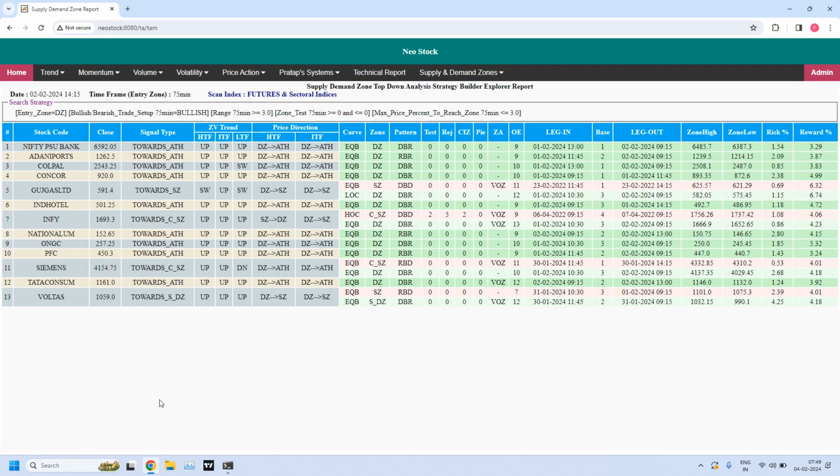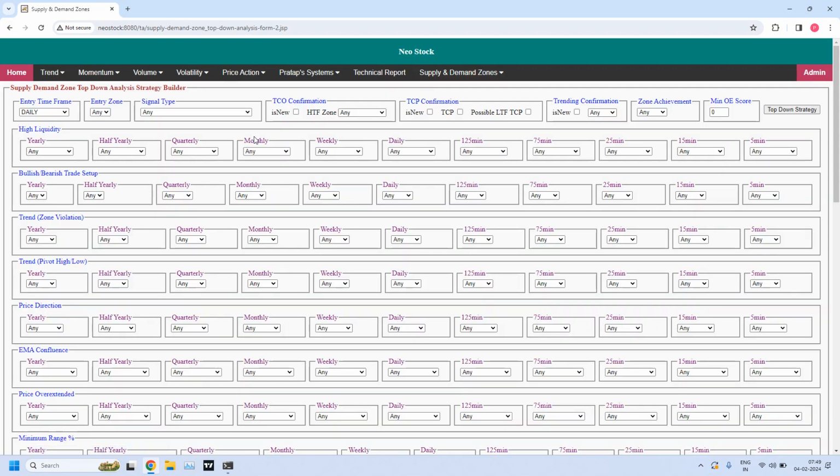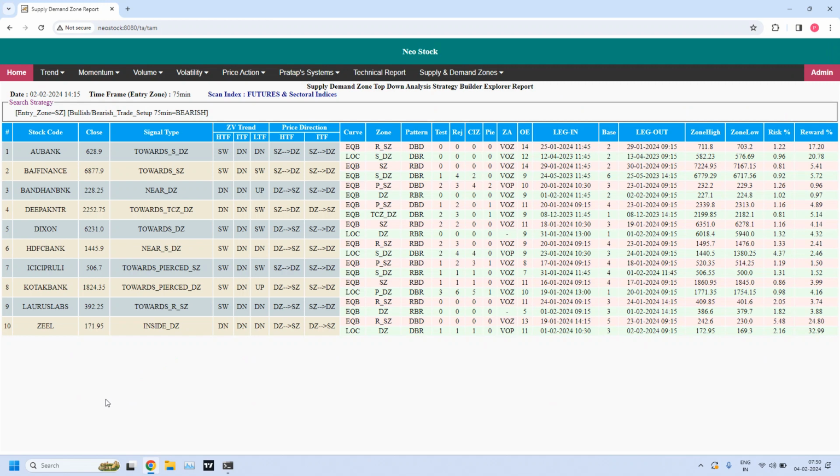Now the remaining is the bearish trade setup. So what do I do? Let us change the entry time frame to 75 minutes. And entry zone should be supply zone. And in bullish or bearish trade setup, in 75 minutes time frame, you have to select bearish. So 10 stocks are filtered.